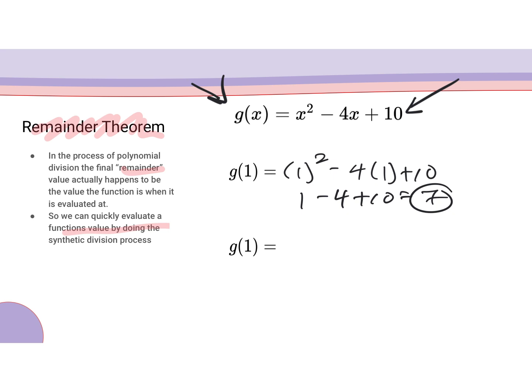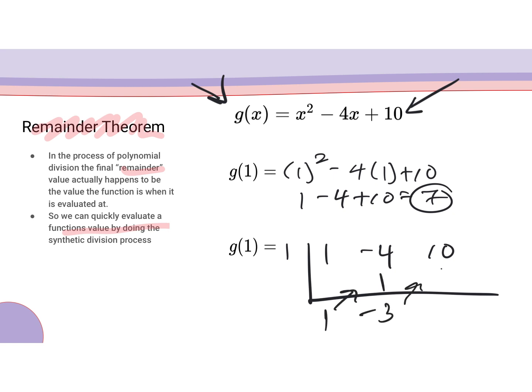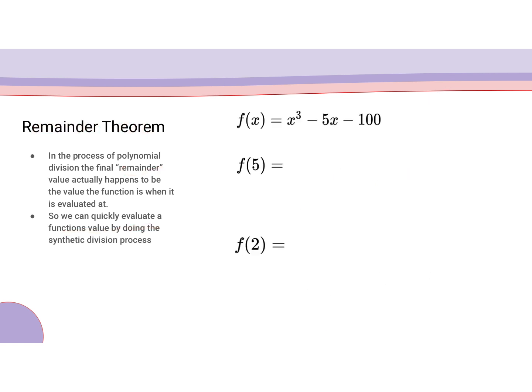So if I was to actually use 1 as my remainder here in synthetic division, and I follow my process, you can see that I actually get a 7 here. So notice how the 7's matched. This is actually the value of g of 1. Okay, and now we could do another function here. So let's try it and see what happens.